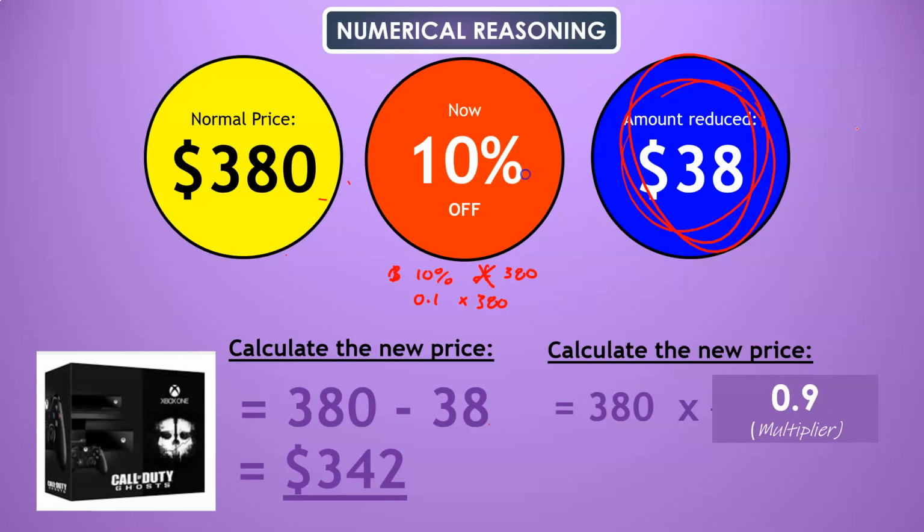For a 30% decrease, it's going to be 100 take away 30, which gives us 70 over 100, which is equal to 0.7. So the more practice you do of this, the easier it is to get the multiplier. And then simply all we have to do is 380 times the multiplier. And if you do 380 times 0.9, you get the same answer as you did over here, which is 342.